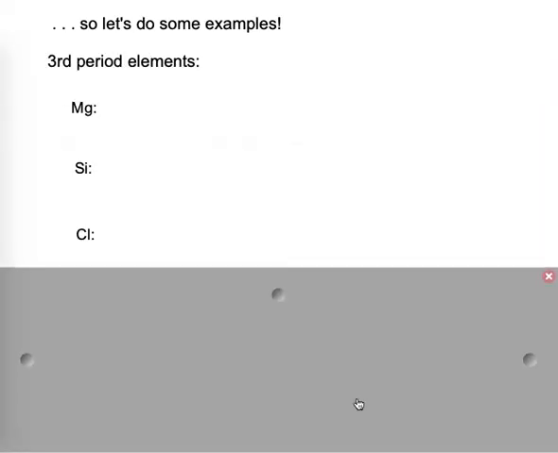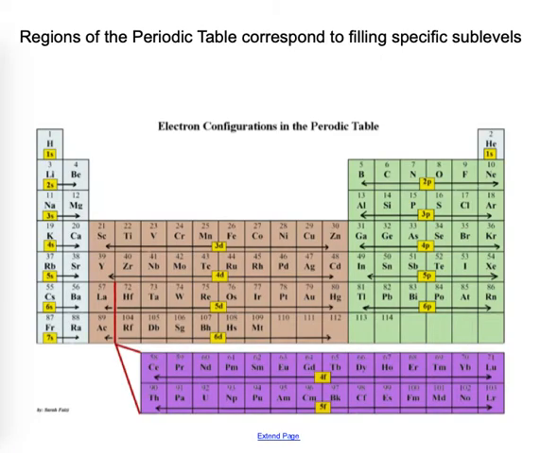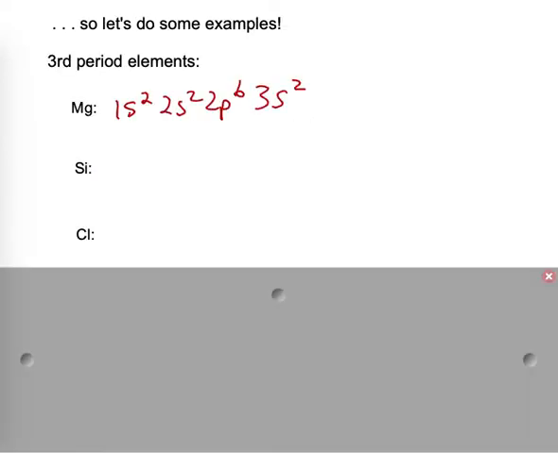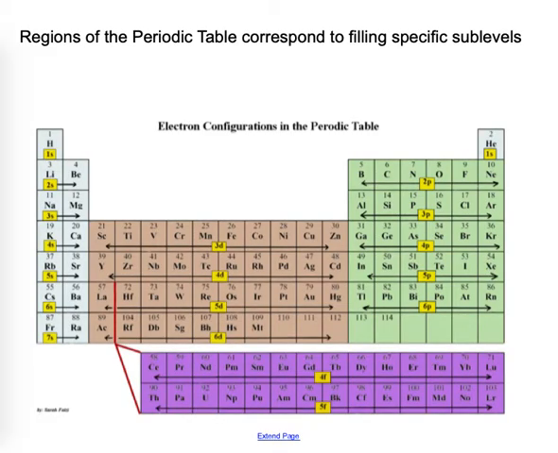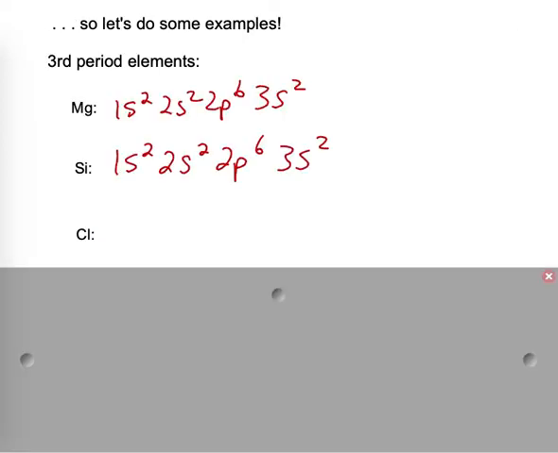Let's do some examples. Here are some third period elements. Magnesium: 1s2, 2s2, 2p6, 3s2. Notice that after I fill the 2p sublevel at neon, the next electrons go into the 3s sublevel. I need 2 of them to get to magnesium, so I finish with 3s2. For silicon, 1s2, 2s2, 2p6, 3s2. After 3s comes the 3p sublevel, and as you can see, I need 2 electrons in the 3p sublevel to get to silicon, so I'll finish with 3p2.